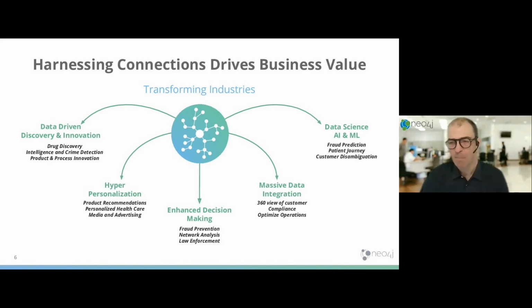It's actually quite a horizontal thing. You can see it in so many different industries. We actually have these little stickers that say graphs are everywhere, because we really think it's omnipresent. You can see it everywhere. It's very transformative, whether you're looking at data-driven discovery and innovation, or data integration, or AI and ML. You will see the graphs, you will see connectivity between data elements pop up everywhere.